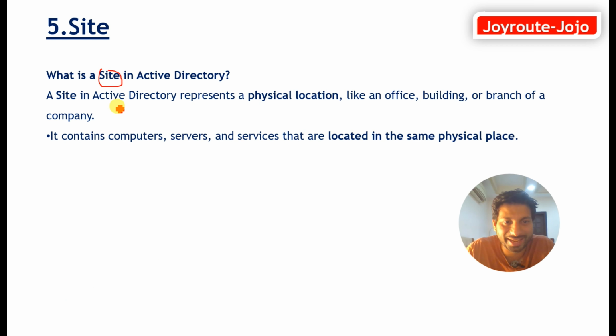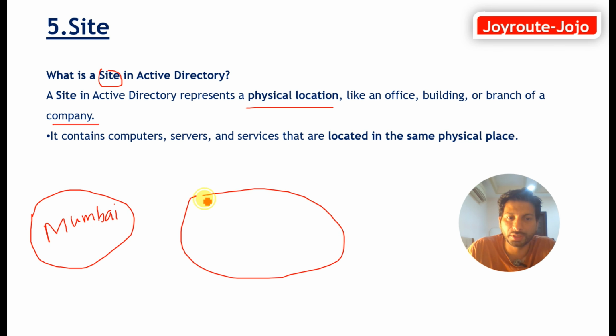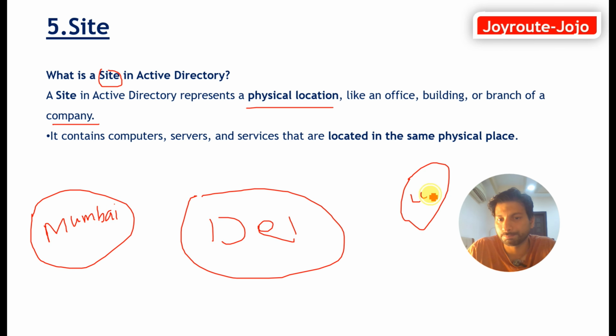What is a site? A site in Active Directory represents a physical location like an office, building, or a branch in a company. It contains computers, servers, and services that are located in the same physical location. For example, this is one site in Mumbai, in India, and we have other sites somewhere in Delhi. We can have another site even in London.